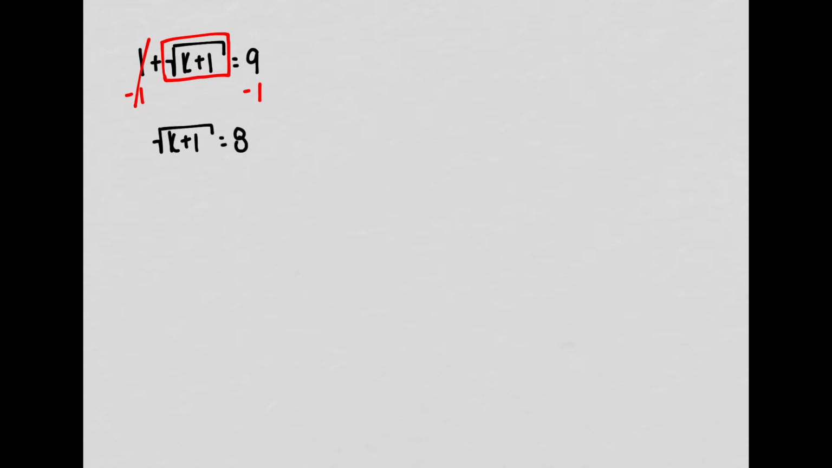So again, we're going to raise each side to the second. We're going to square it. When that happens, my radical cancels out, and I'm left with k plus 1 is equal to 8 squared, or 8 times 8, which gives me 64. And my last step to solve for k here is to subtract 1 from both sides. So k is equal to 64 minus 1 leaves us with 63.